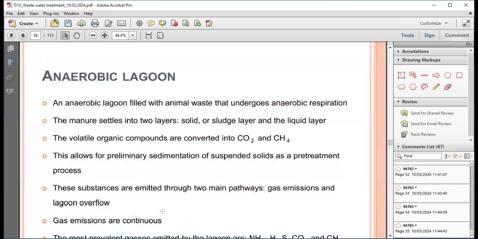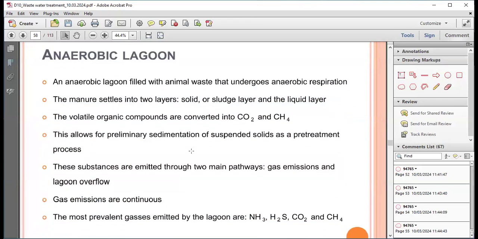These substances are emitted through two main pathways: gas emission and lagoon overflow. The gas emissions are continuous. The most prevalent gases emitted by the lagoon arise from anaerobic reactions. So you remember this one.